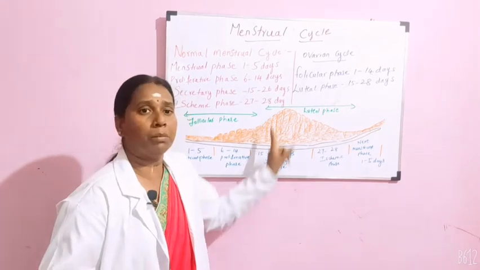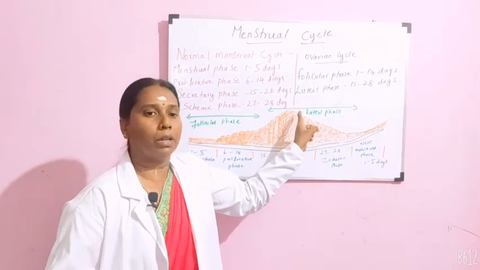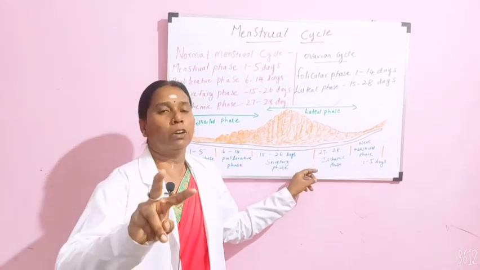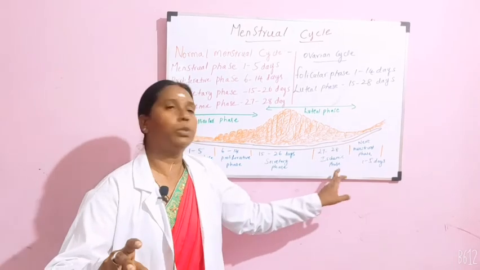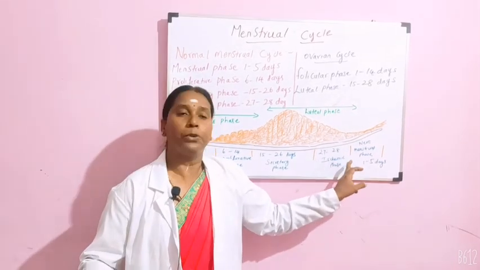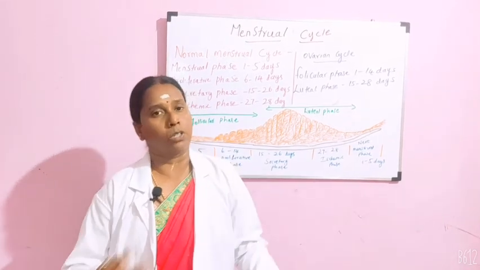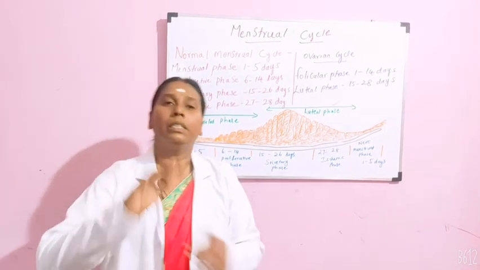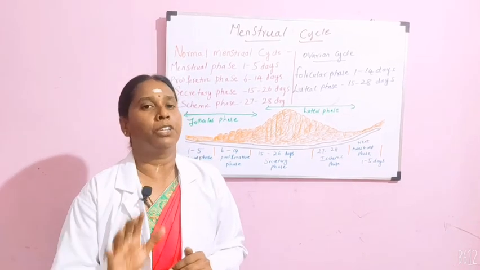So the endometrium increases to the high level, and when there is no meeting of the sperm and ovum, what happens? It comes down to the ischemic phase of 27 to 28 days. Then the next menstrual period starts. Okay, so this gives you a clear idea about your menstrual cycle.